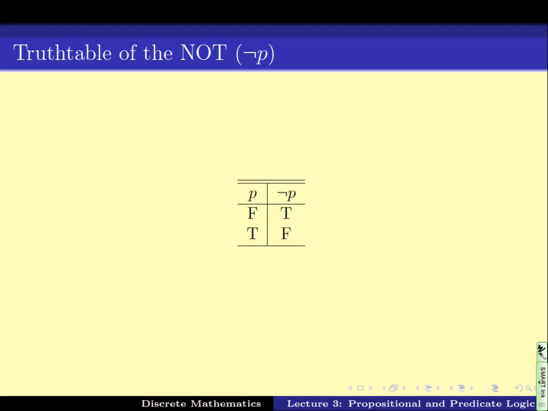For the connective not, it just flips the value. It just adds a negation to the statement, and a false statement becomes a true statement and a true statement becomes a false statement.